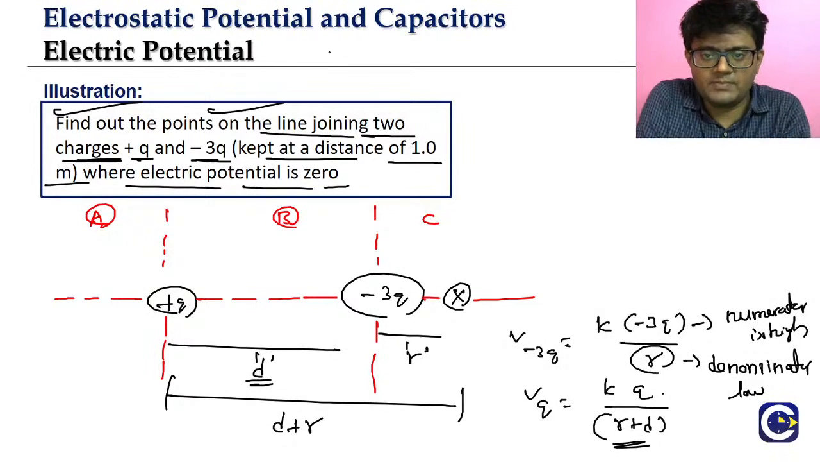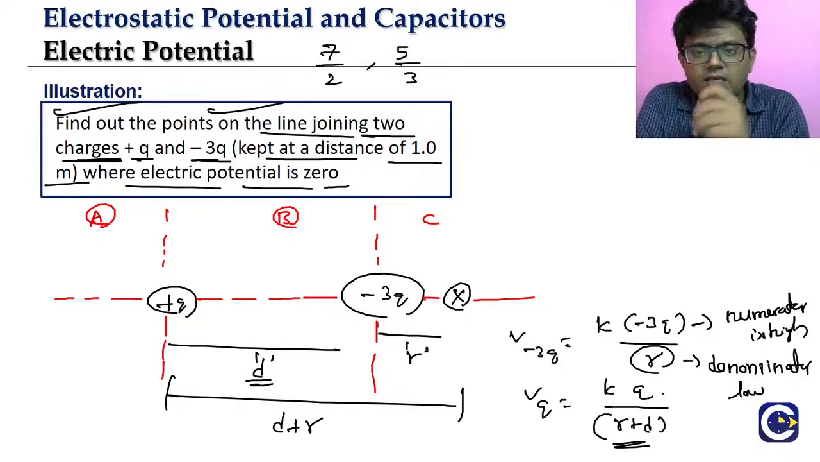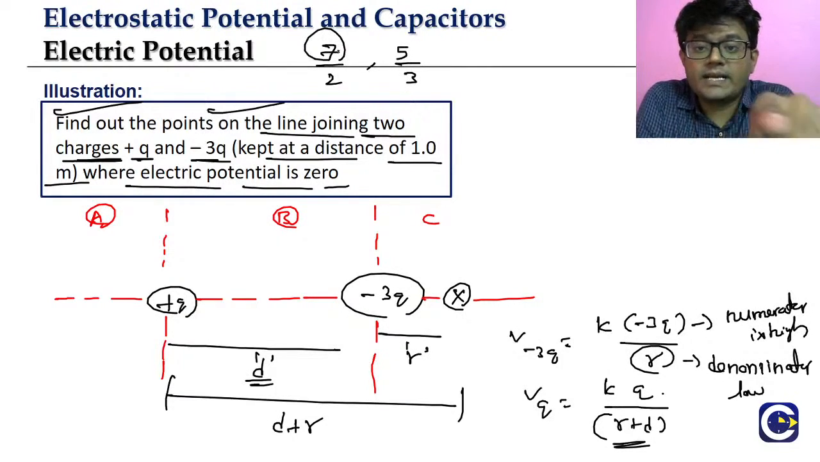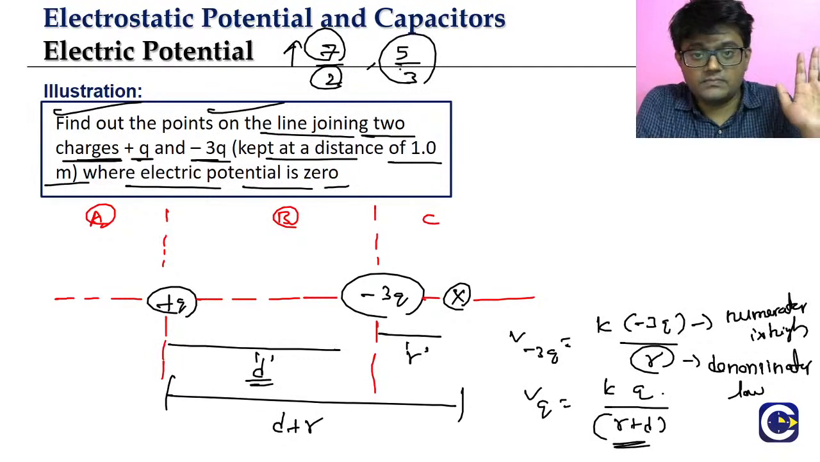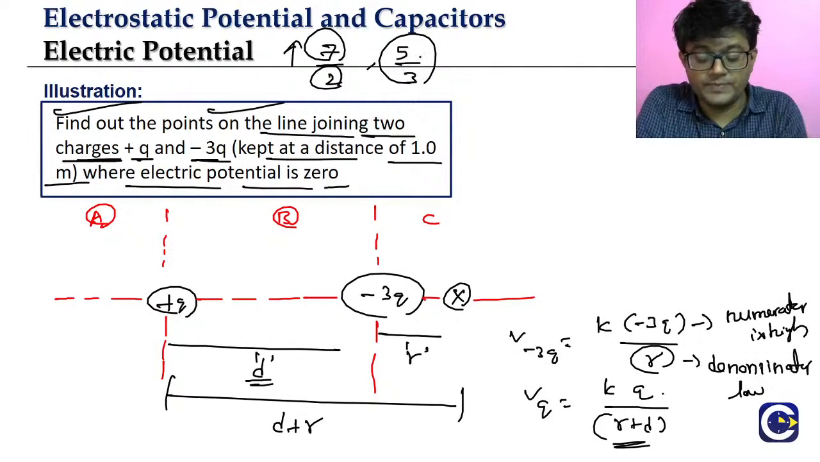Like now, when we compare, let's say we have 7 by 2 and 5 by 3. Let's compare these two values. Here, the numerator is higher and the denominator is lesser, so this fraction value will always be higher than the other one. That's how we compare fractions.